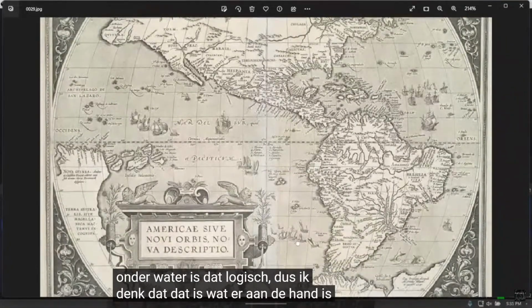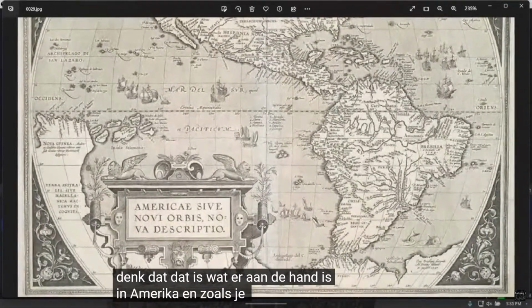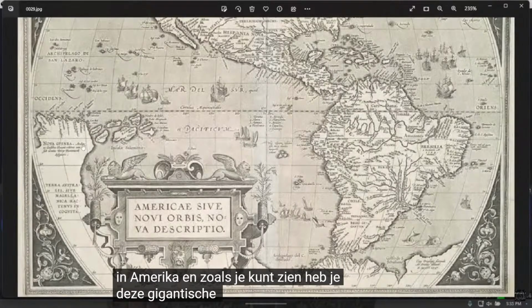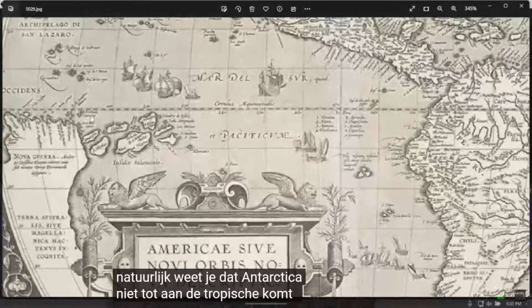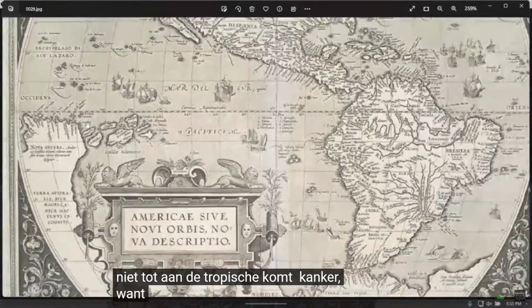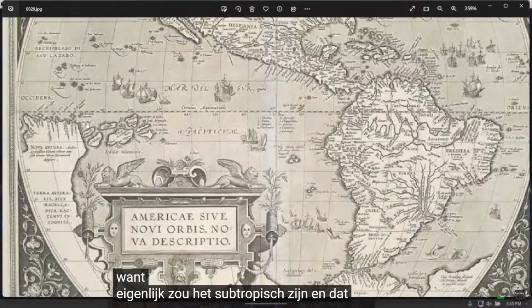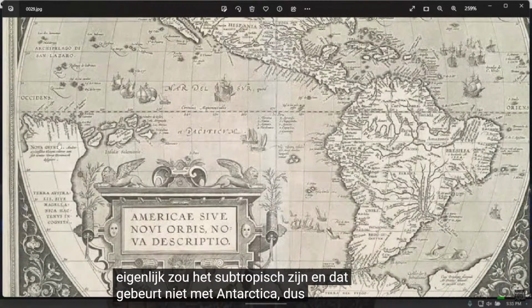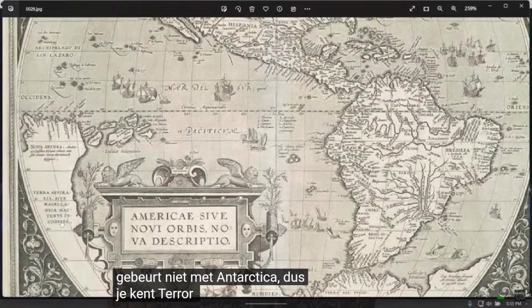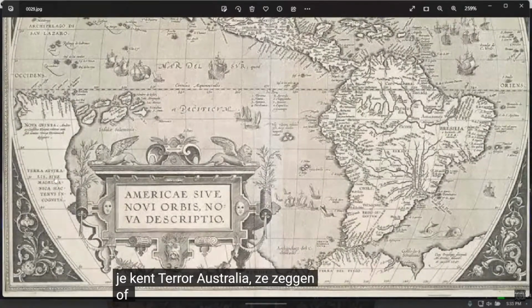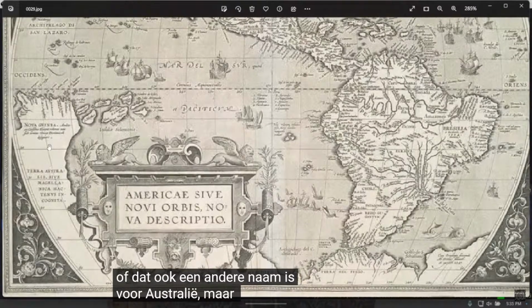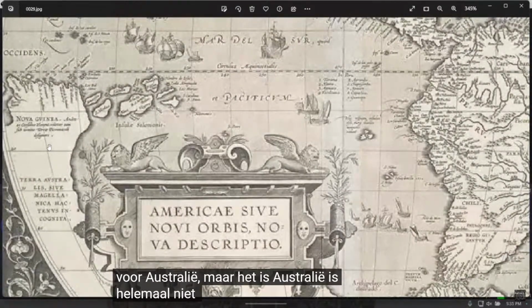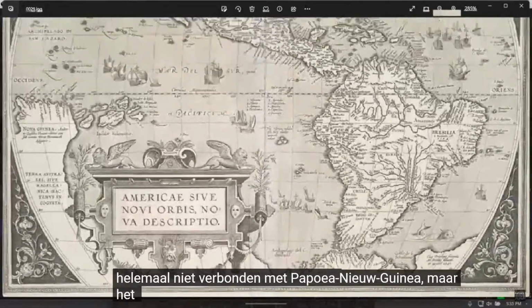So an old Orbis map here of America. And as you can see, you've got this giant continent at the bottom again. Obviously, Antarctica doesn't come up to the Tropic of Cancer because basically it would be subtropical. And that's not happening with Antarctica, is it? So Terra Australis, they're saying that's another name for Australia, but Australia's not connected to Papua New Guinea at all, but it is on this.